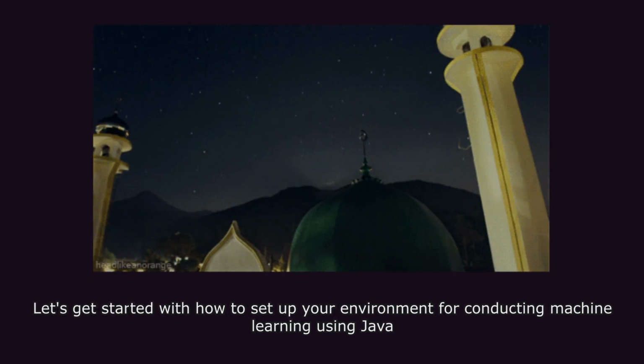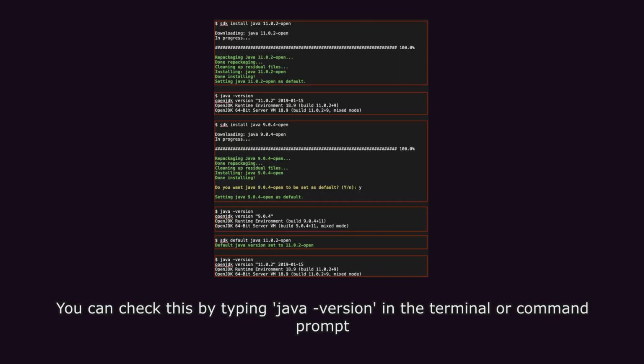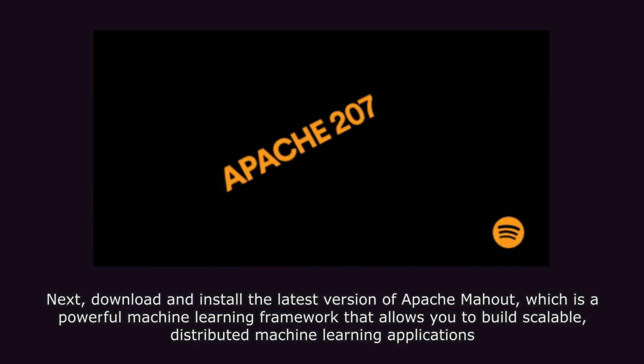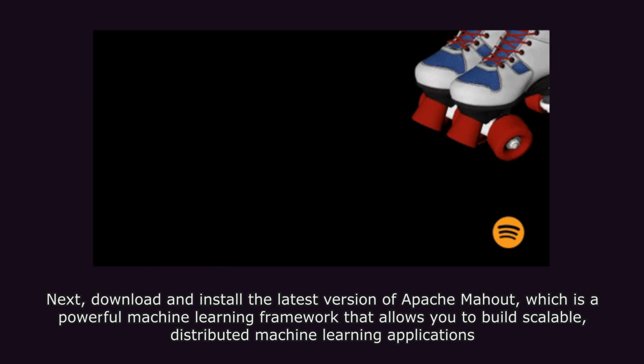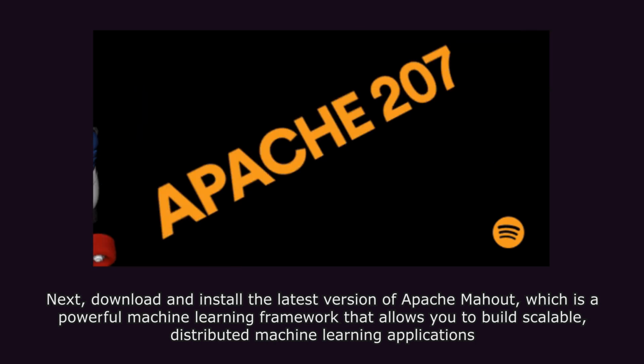Let's get started with how to set up your environment. First, make sure you have the latest version of Java installed. You can check this by typing java -version in the terminal or command prompt. Next, download and install the latest version of Apache Mahout, which is a powerful machine learning framework that allows you to build scalable, distributed machine learning applications.